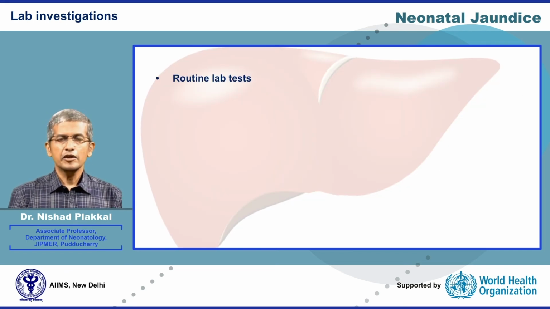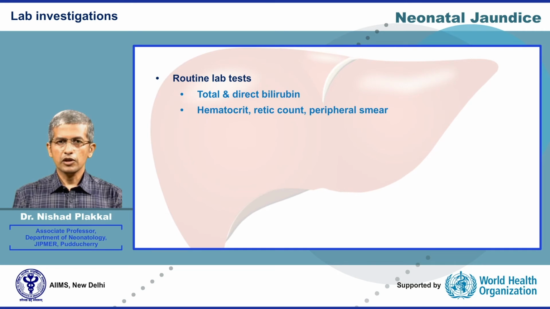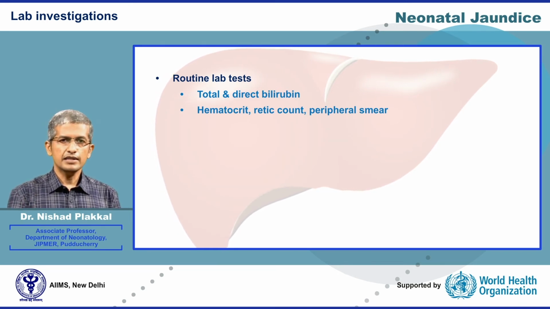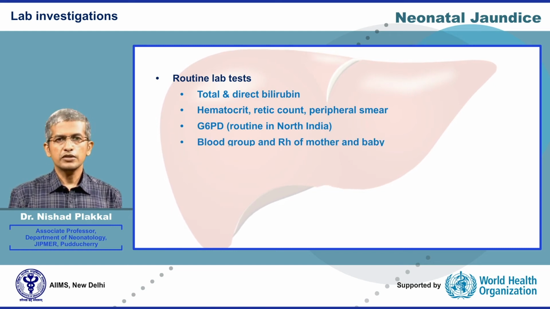About investigating babies with jaundice. For all babies treated for jaundice, we will send a total and a direct serum bilirubin. We should also check the hemoglobin or the hematocrit. We should do a reticulocyte count and a peripheral smear. G6PD testing should be done especially in northern parts of India.